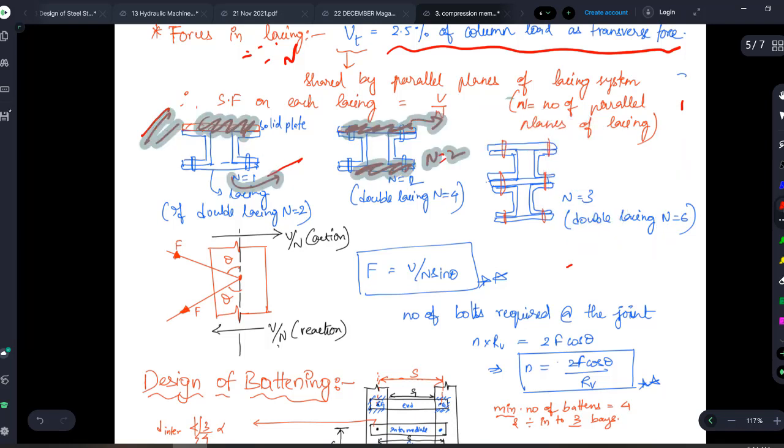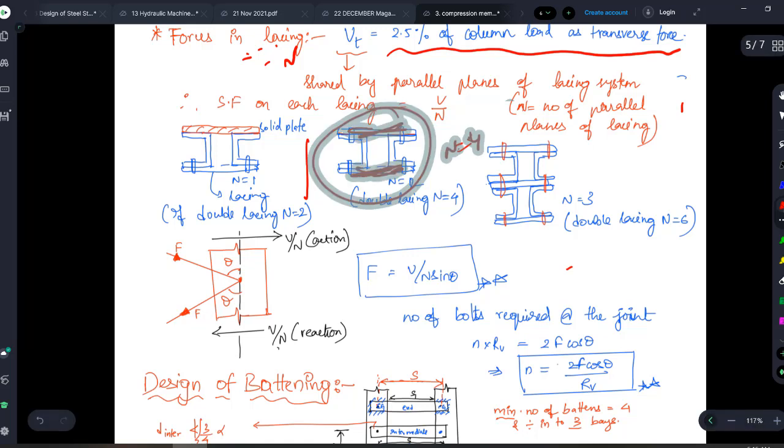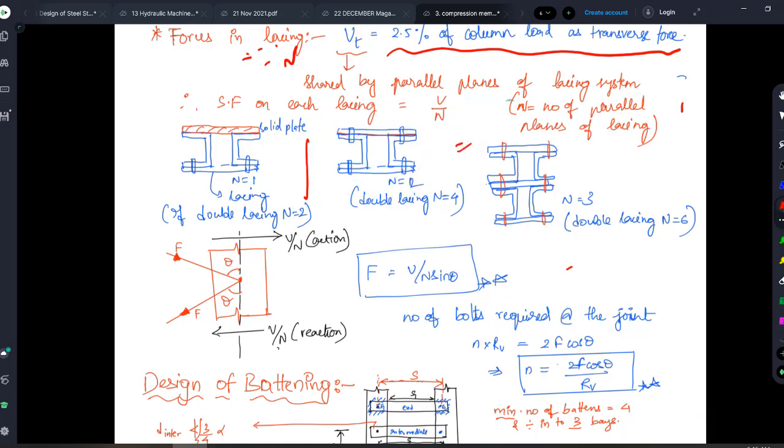So here comes one more important bit. This is for single lacing, but what if you have double lacing? On each face you have double lacing, so obviously here you have two lacings. Now here you have no lacing because it is a solid plate. Here you have two lacings, so it will be V by 2 here. If you have something like this, front you have two lacings, back you have two lacings, the number of lacings is 4. So the horizontal shear force which has to be resisted by each lacing system will be V by 4.